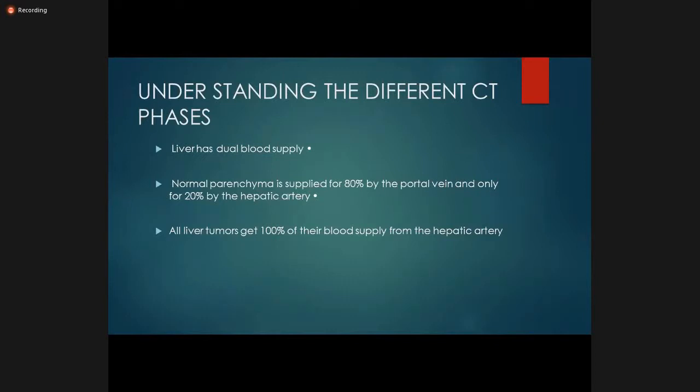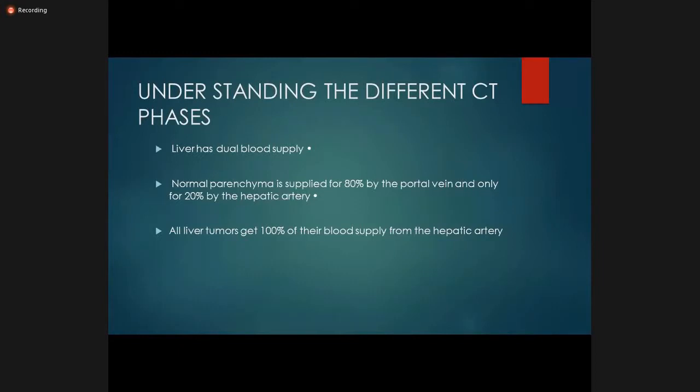So as we all know that the liver has a dual blood supply. The normal parenchyma is supplied by the portal vein. 80% of the liver parenchyma is supplied by the portal vein, and only 20% of the liver parenchyma is supplied by the hepatic artery. So keeping that in mind, we can utilize this anatomic distribution of the blood supply to the liver, that may help us to differentiate different lesions.